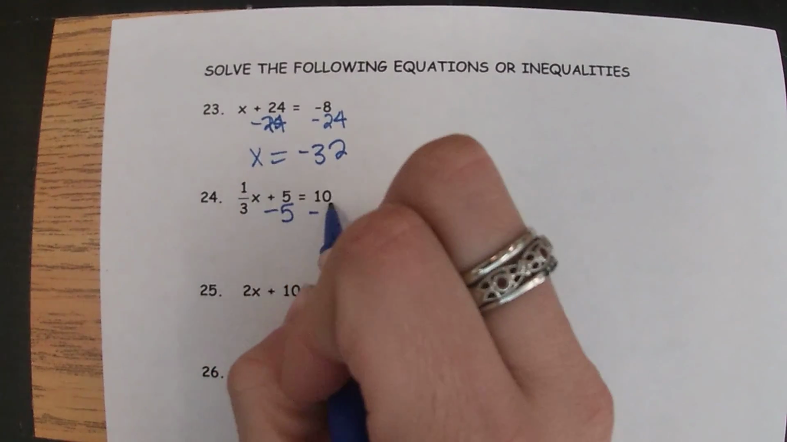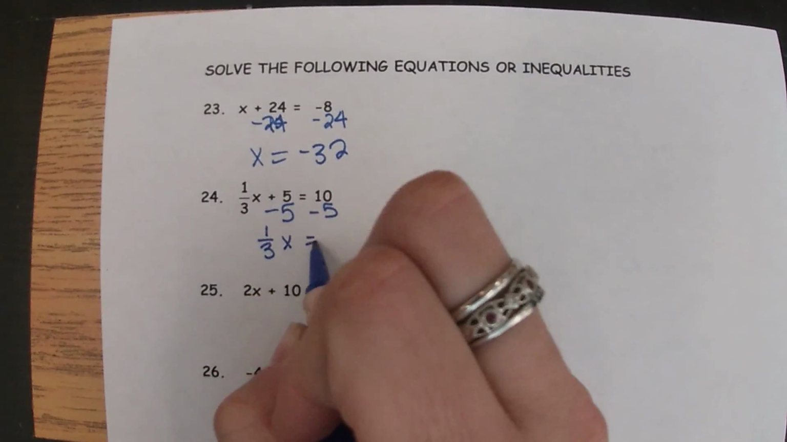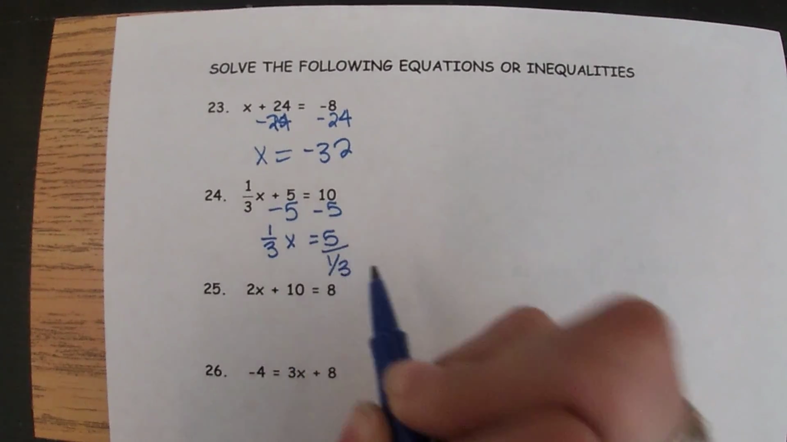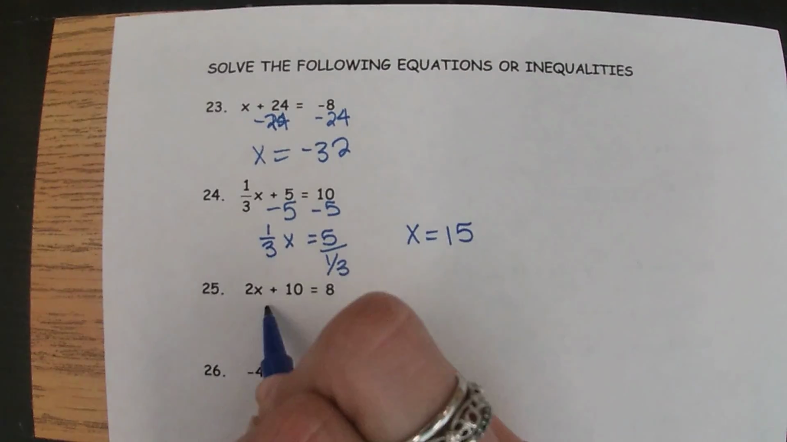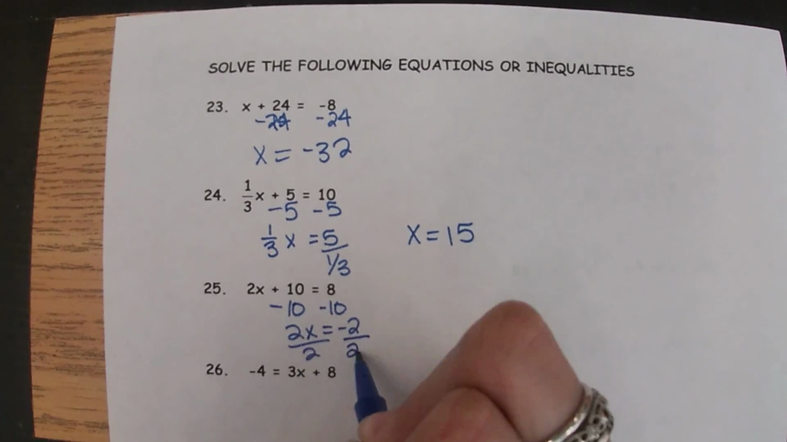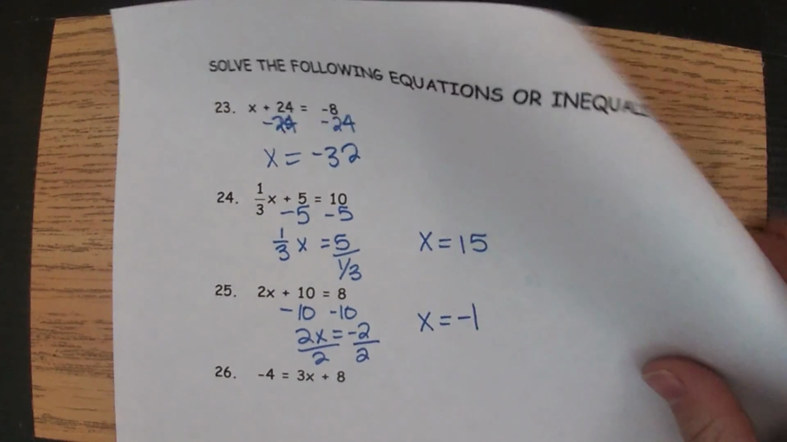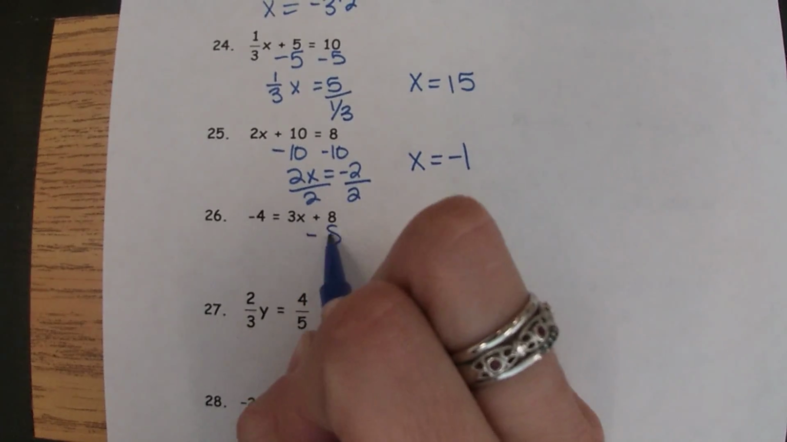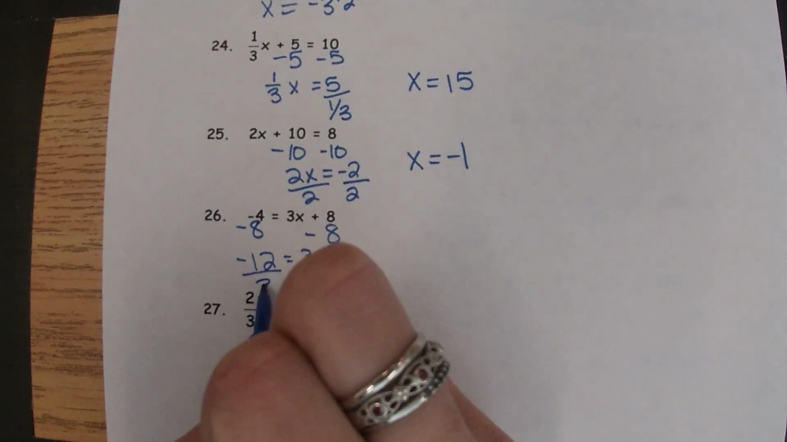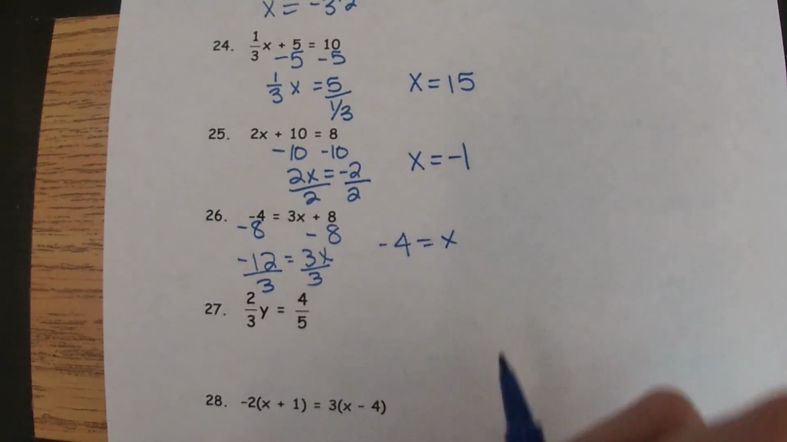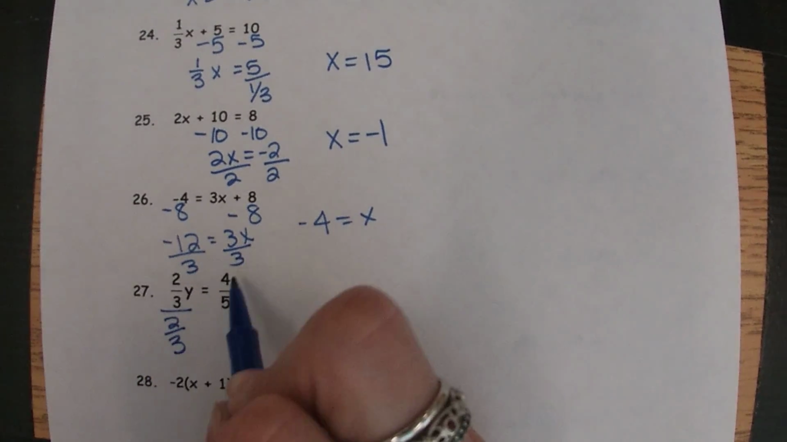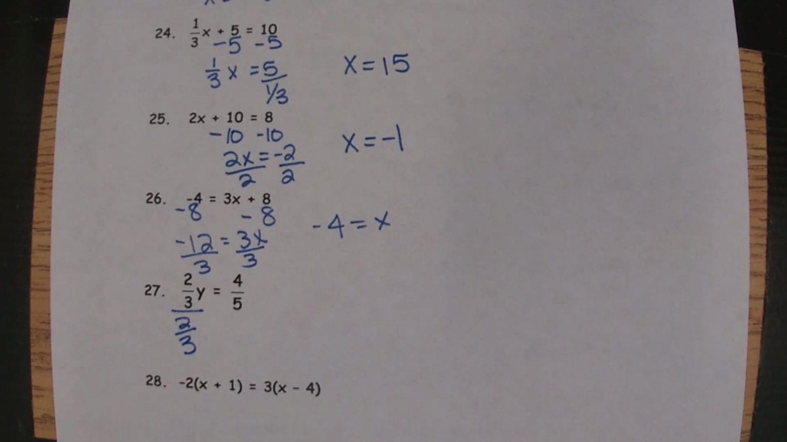Undo addition with subtraction, right? We can multiply by the reciprocal or divide by 1/3. Those are both the same thing. We'll get x equals 15. We'll undo addition and subtraction first. Or x equals -4. Here, same thing, right? We can divide by 2/3 or we can multiply by 3/2. Those are both the same thing.